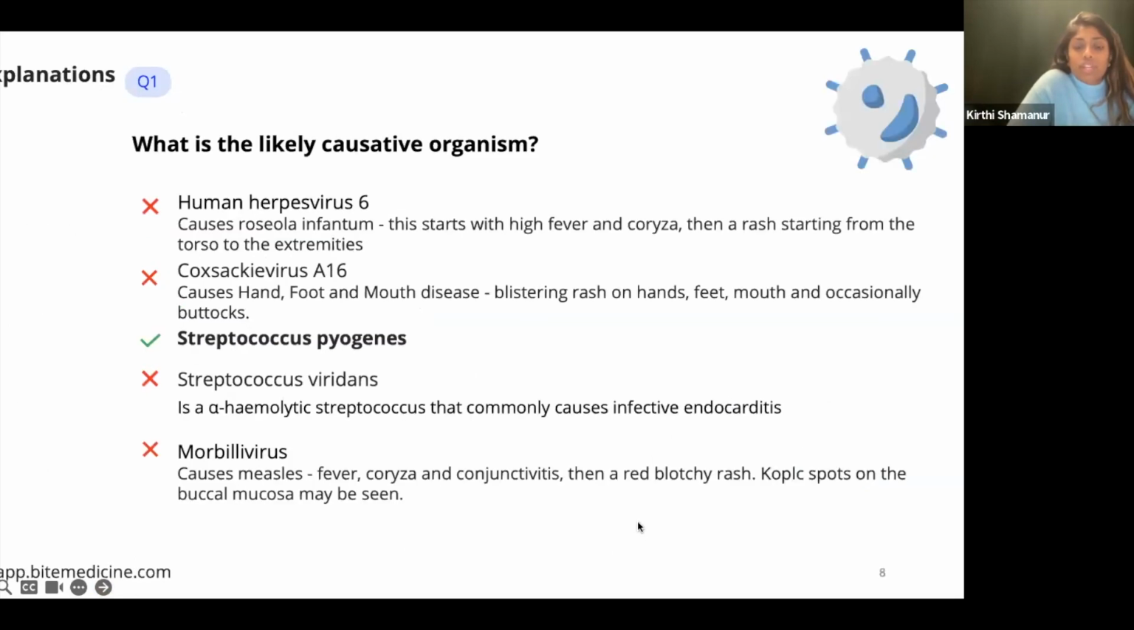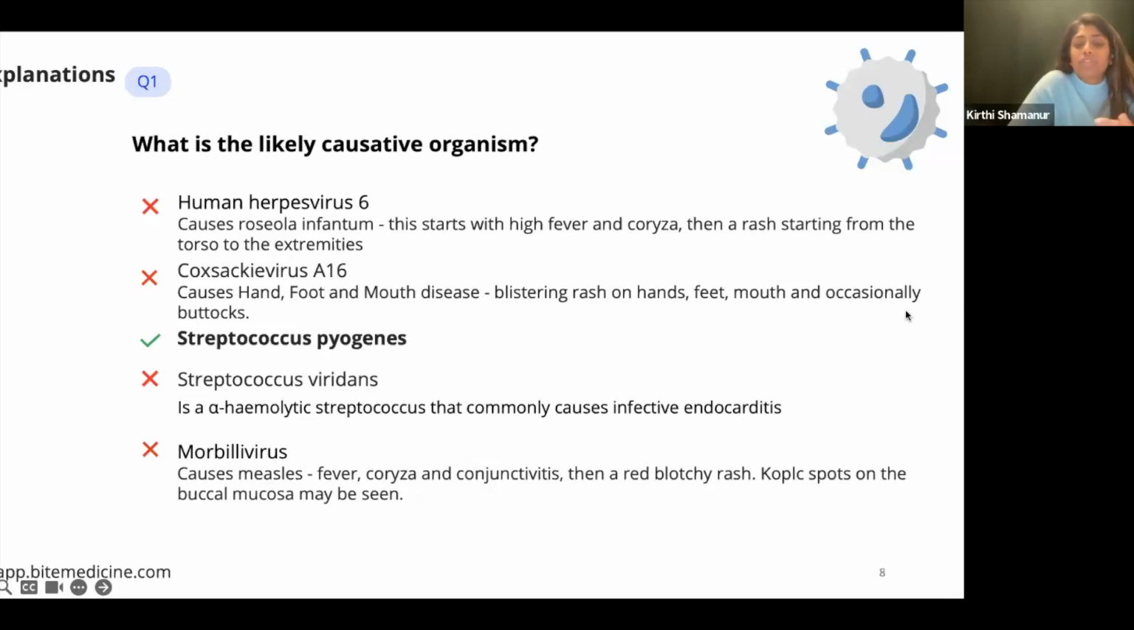So just quickly to go through the other organisms in terms of what they commonly cause. HHV6 causes roseola infantum, a slightly different presentation. You've got a bit of coryza there as well, and a very typical rash starting from the torso going to the extremities. Then there's Coxsackie, which causes hand, foot and mouth disease, more of a blistering, nasty rash on hands, feet and mouth, and occasionally on the buttocks too. Strep pyogenes causes scarlet fever, as you guys guessed correctly. Strep viridans is an alpha hemolytic streptococcus that commonly causes infective endocarditis. And then morbillivirus causes measles.